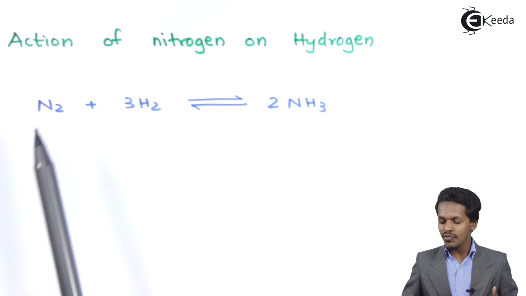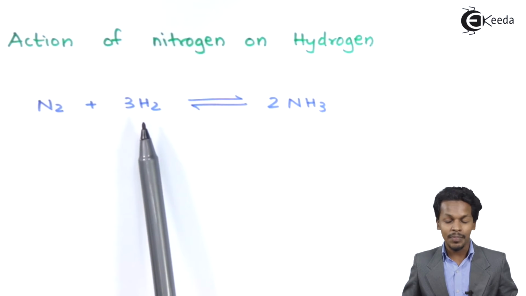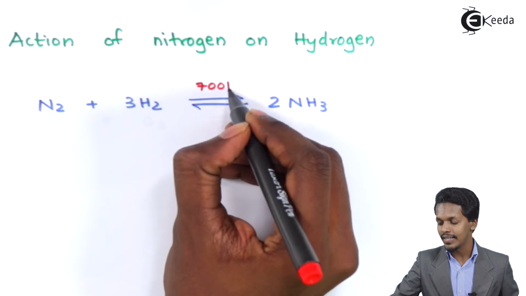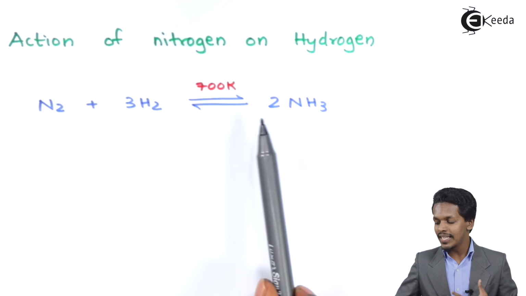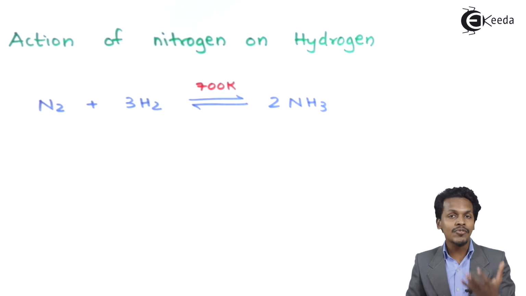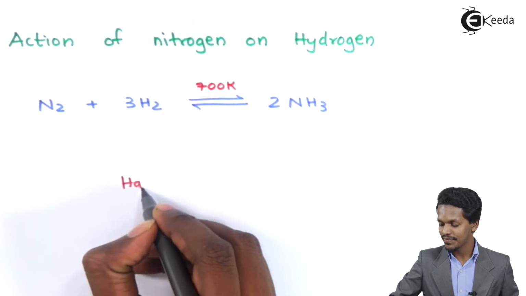In this case we see nitrogen is very much reactive with hydrogen, but we have to provide a particular temperature, around 700 Kelvin. In this case we can easily obtain 2 moles of NH3. This kind of method to obtain ammonia from nitrogen as well as hydrogen is known as Haber's process.